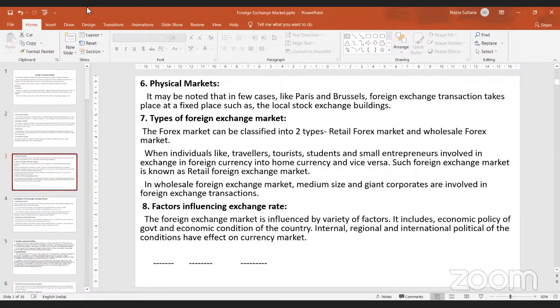As I said, it need not be a physical location. It can also be an interconnected market, which is connected through your communication networks. But in some places of the world, you also have a physical market where the dealings take place. For example, in Paris and Brussels, the foreign exchange transactions take place through their local stock exchanges only. Like we have the NSE and BSE in India, it is through the stock exchanges in Paris and Brussels that foreign currencies are bought and sold. So there you have a physical location, but in many other countries it need not be a physical location where you are trading the foreign currency.